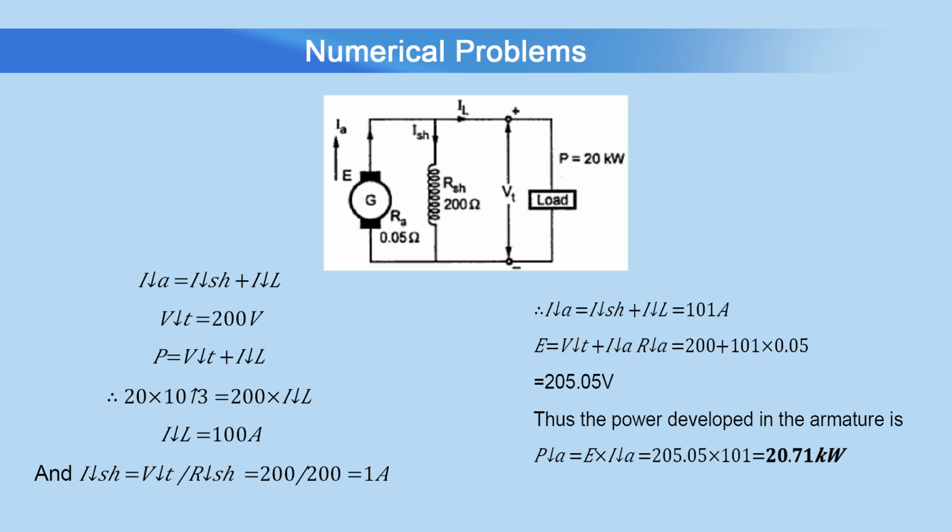So now let us find out the value of power developed in the armature. So PA is equal to E into IA. So E we have derived, that is 205.05 into 101, which means what you will get? You will get the total power developed is equal to 20.71005 kilowatt. So it is the power developed in the armature.